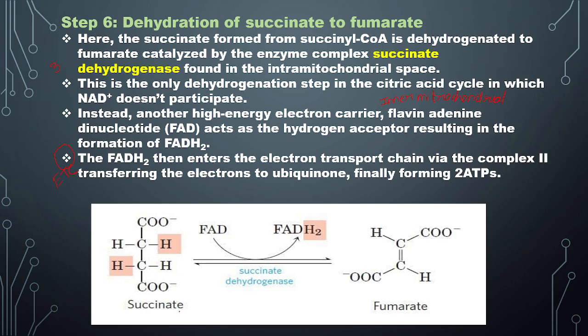Succinic acid undergoes a dehydrogenation reaction and forms fumaric acid and an FADH2 molecule. Instead of NADH, an FADH2 molecule is formed. It occurs in the presence of the enzyme succinate dehydrogenase. This is a special kind of enzyme which is present in the inner mitochondrial membrane.